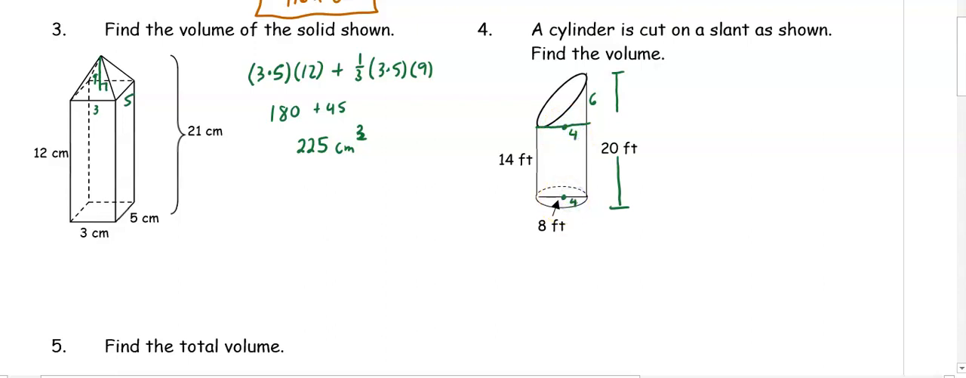If we do the regular cylinder on the bottom, it's base area pi 4 squared times the height. Then we have half of a cylinder that was cut. So when we do that, we're going to do 1/2 the base area times the height. In this case, we get 224 pi plus 48 pi. When we add those together, we get 272 pi feet cubed.